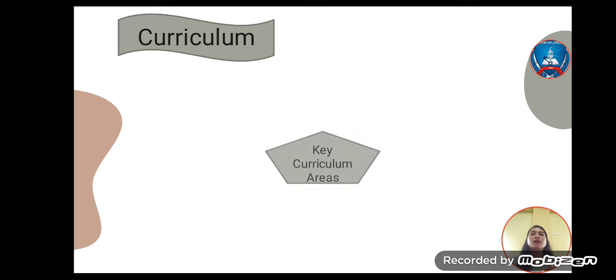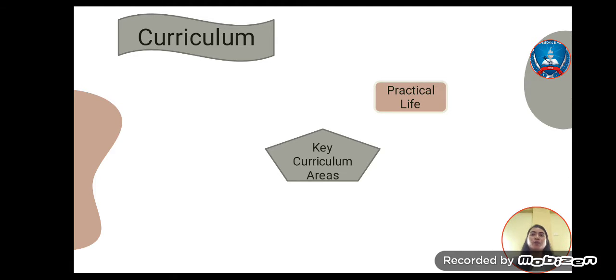So now, here are the key curriculum areas of Montessori. One is practical life, which incorporates exercises and activities that children observe in daily life. These activities develop children's independence, concentration, and fine motor skills. Typical practical life activities involve transferring, food preparation, and cleaning. Next is the sensorial.